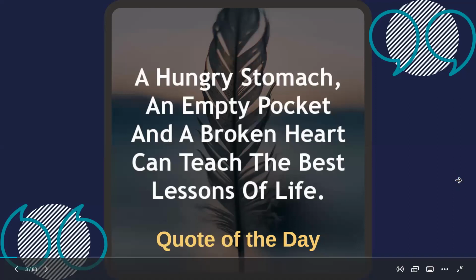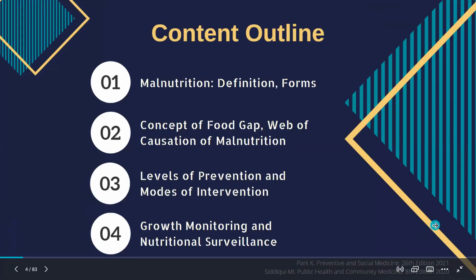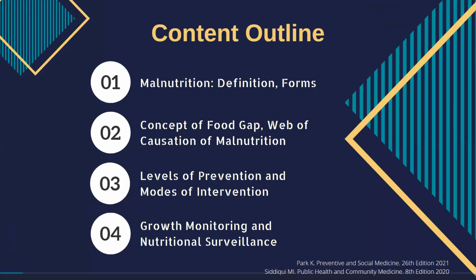A hungry stomach, an empty pocket, and a broken heart can teach the best lessons of life. Content outline. Number 1, malnutrition, its definition and forms. Number 2, concept of food gap, web of causation of malnutrition. Number 3, levels of prevention and modes of intervention. And number 4, growth monitoring and nutritional surveillance.